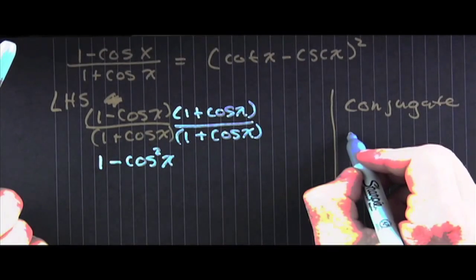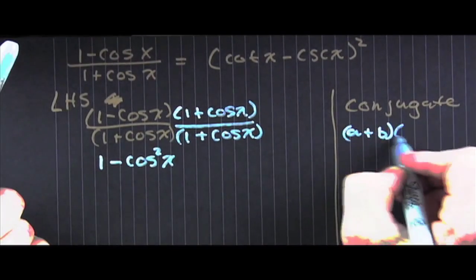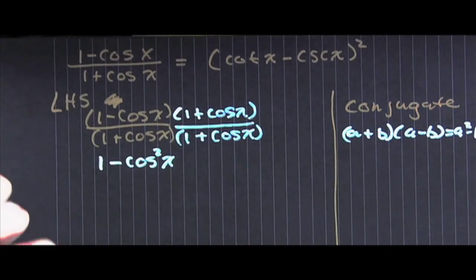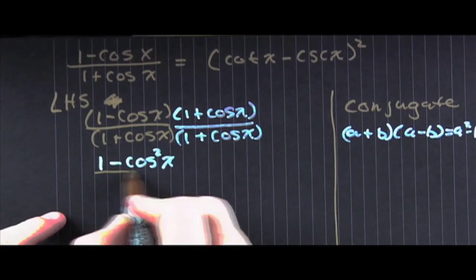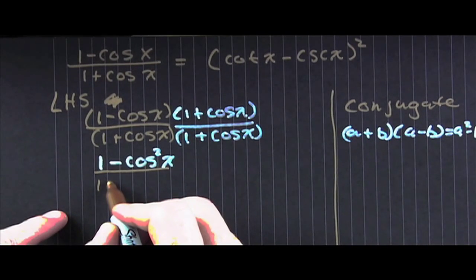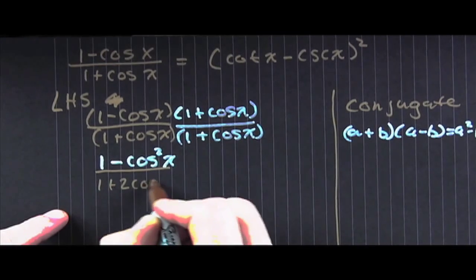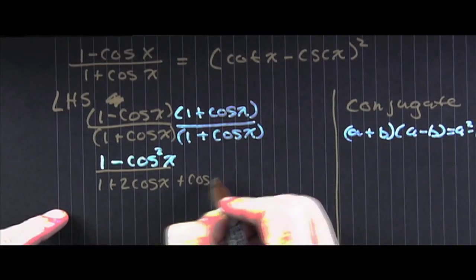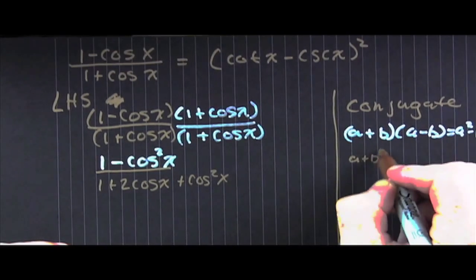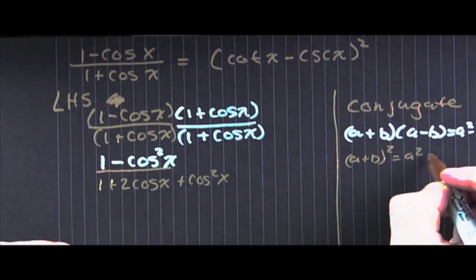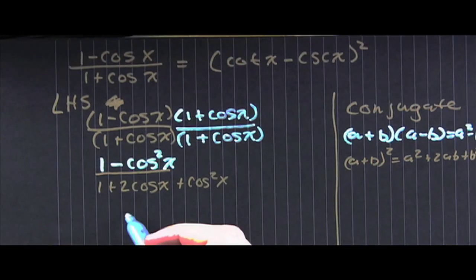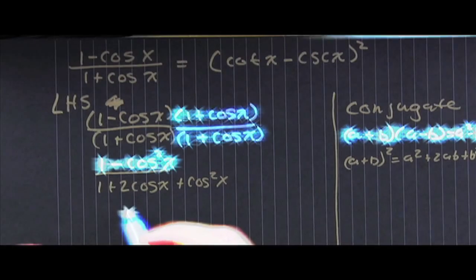Multiplying out that top, you see you have the difference of squares. A plus b, a minus b, multiplies out to be a squared minus b squared. Now what? In the denominator, go ahead. Perfect square. Show me. A plus b squared is a squared plus 2ab plus b squared. Now, where are we at?